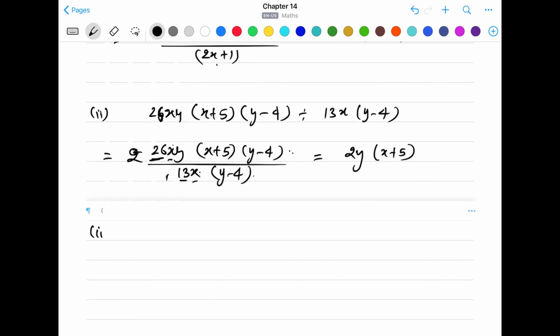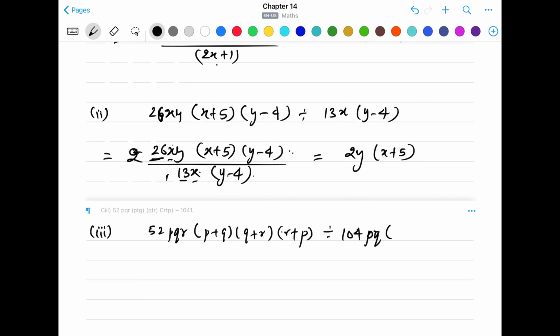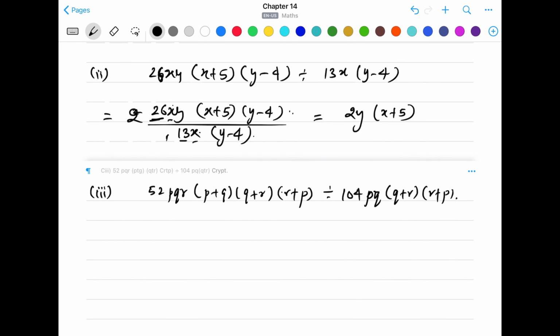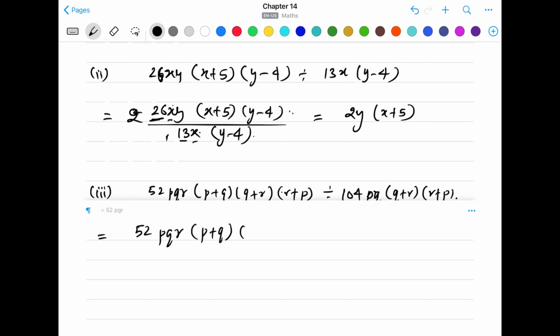Okay, now let's see part 3. We have 52pqr into p plus q into q plus r into r plus p, which is to be divided by 104pq into q plus r into r plus p. Okay, so let's first write them in division form. We have 52 into p into q into r into p plus q into q plus r into r plus p, which is to be divided by 104pq into q plus r into r plus p.